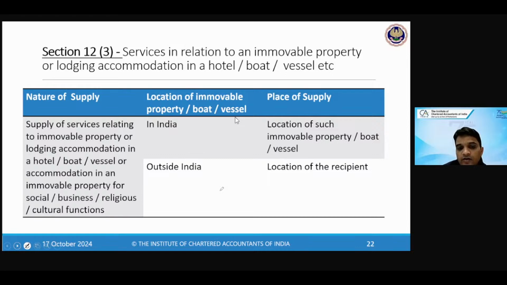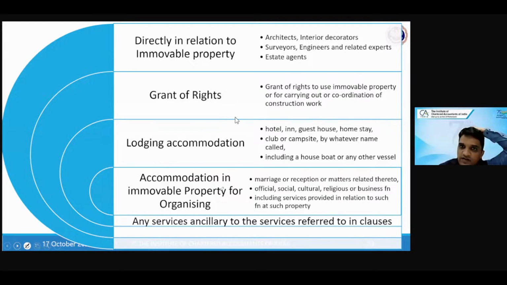Now, how do you decide or what is the criteria for this? They've given scenarios where they've said that if anything is directly in relation to the immobile property, which is the architect services, interior decorators, surveyors, engineers, estate agents, these are the services which are directly related to immobile property. Any grant of rights, if you have to take some permission and some grant of right has to be given, that also is in relation to this immobile property. Lodging accommodation, which could be hotel, inn, guest house, homestay, or any kinds of camps or clubhouse, including a houseboat.